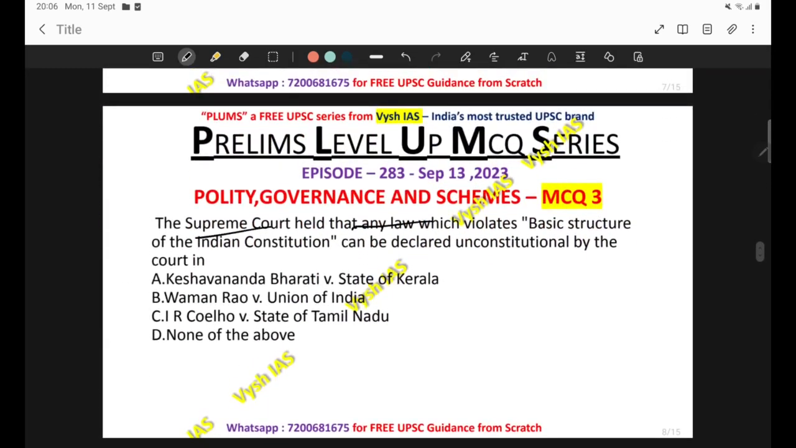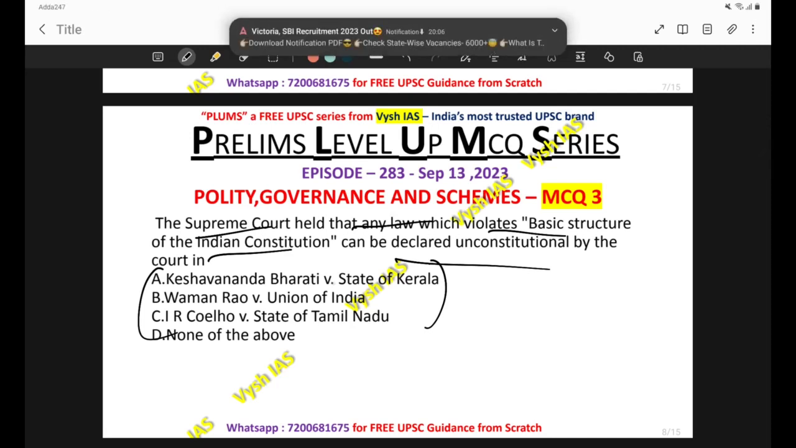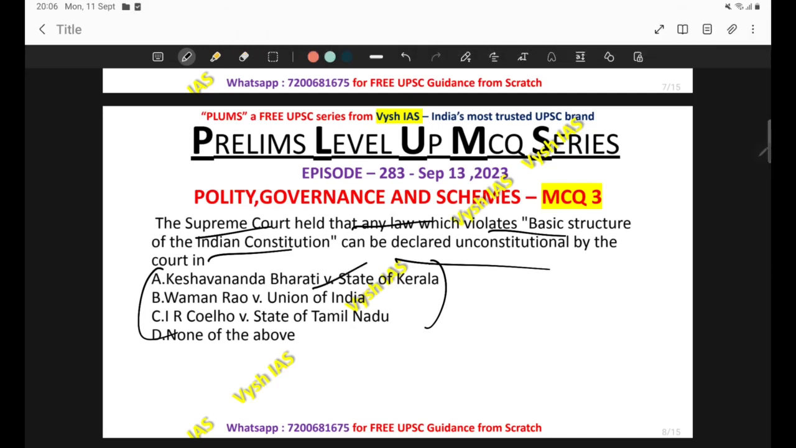The Supreme Court held that any law which violates the basic structure of the Indian Constitution can be declared unconstitutional by the court in. Okay, so cases are given. I have told earlier also, the case laws and the important verdicts from the case laws are important. Out of this, all these 3 cases are very, very important for the political history or political evolution of India. Here the correct answer is Keshavananda Bharati versus State of Kerala. This is a fairly easy kind of question. This you should know, as this particular verdict has been given in this case.